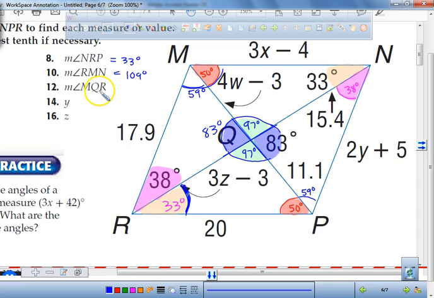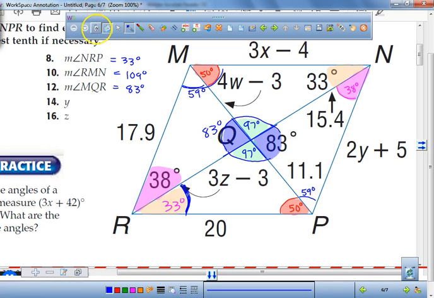M to Q, R. I start at M. I go to Q, and then where do I travel to? R. 83. You understand why I found all the angles before I started solving all the problems? Because once I got all the angles, this part is now easy. So I did all the hard work earlier so that this part was easy. I want you guys to find the other ones on your own. Then I'll show you how to solve for Y and Z and all that stuff.